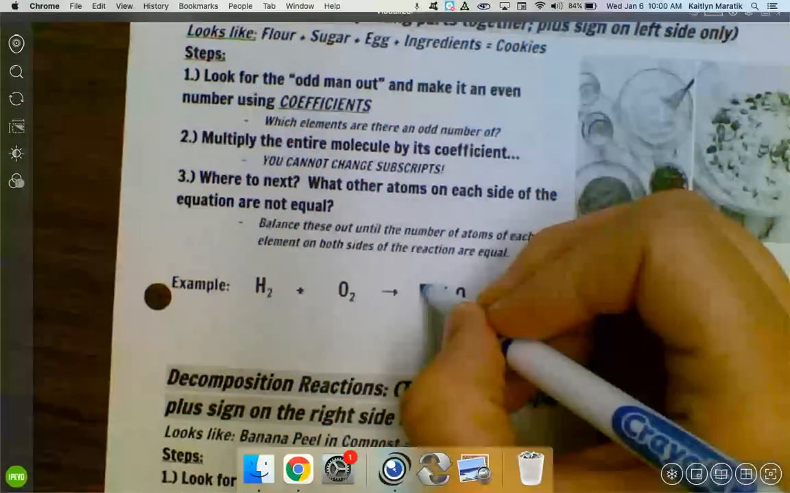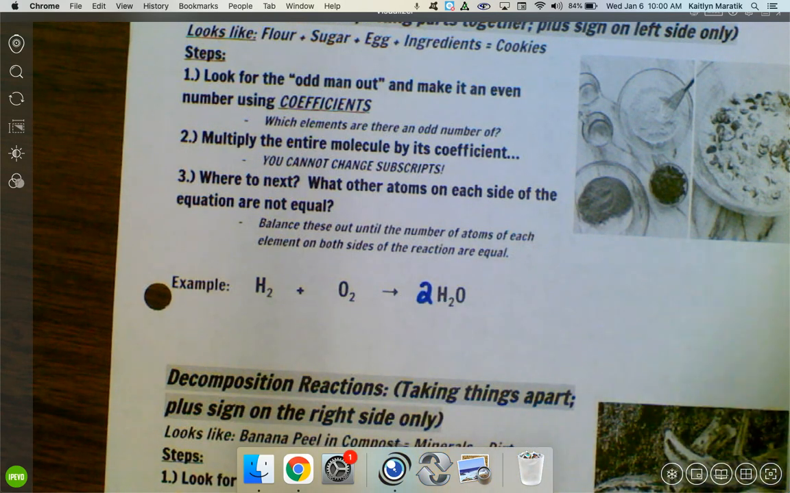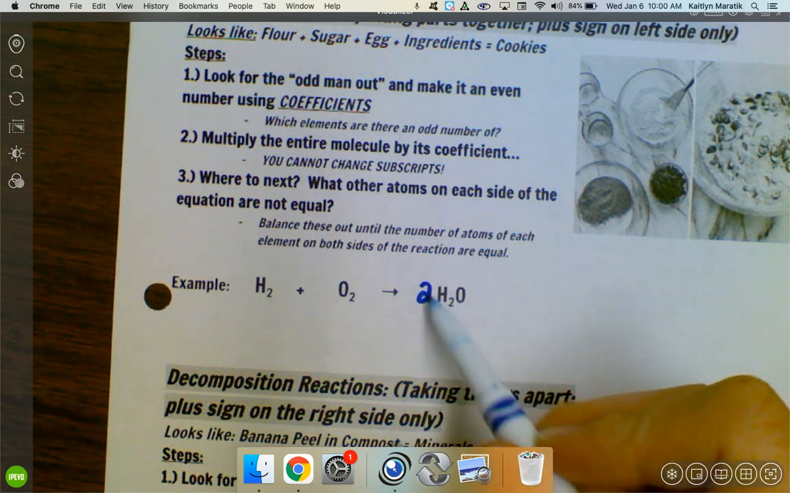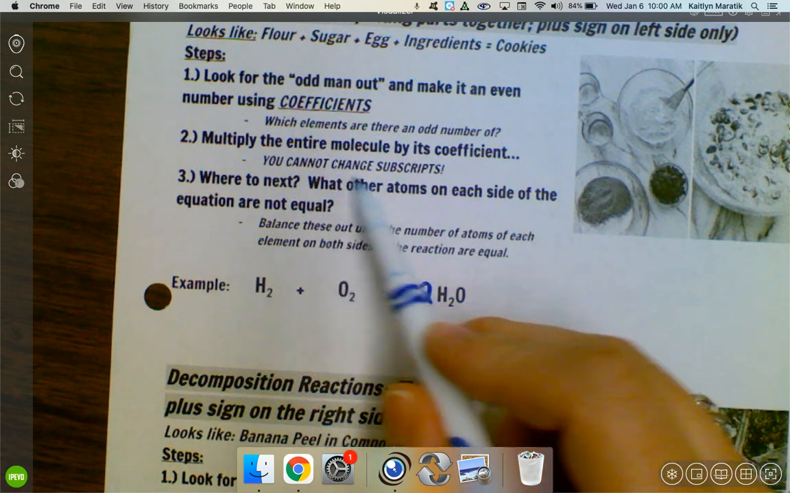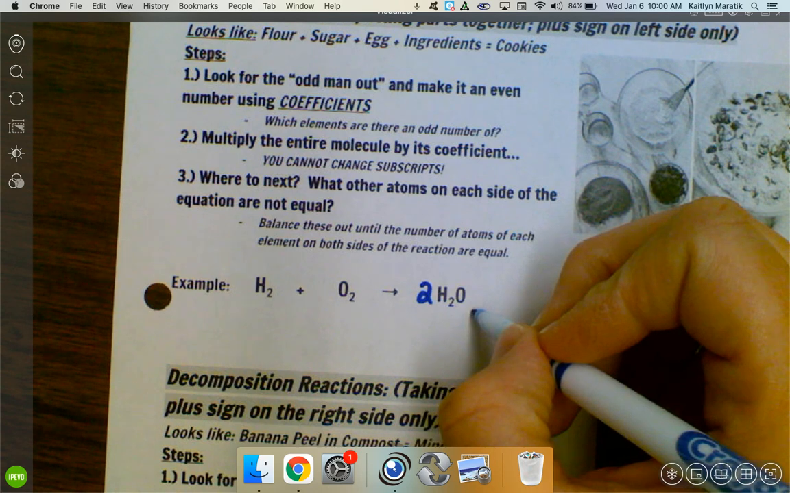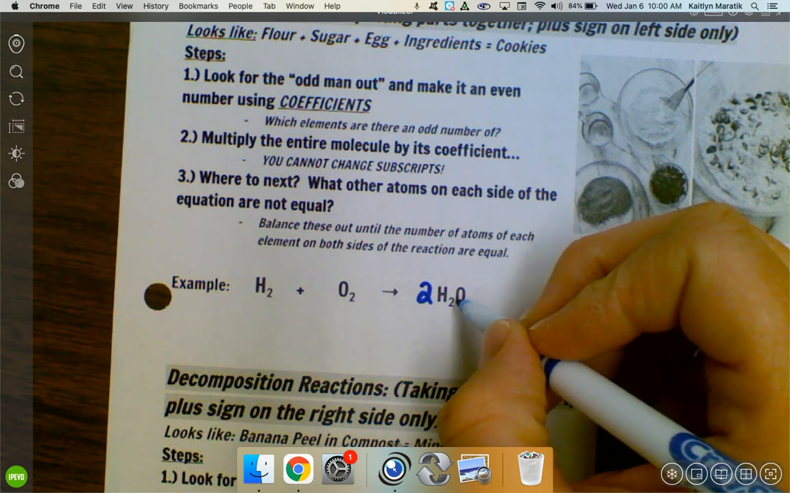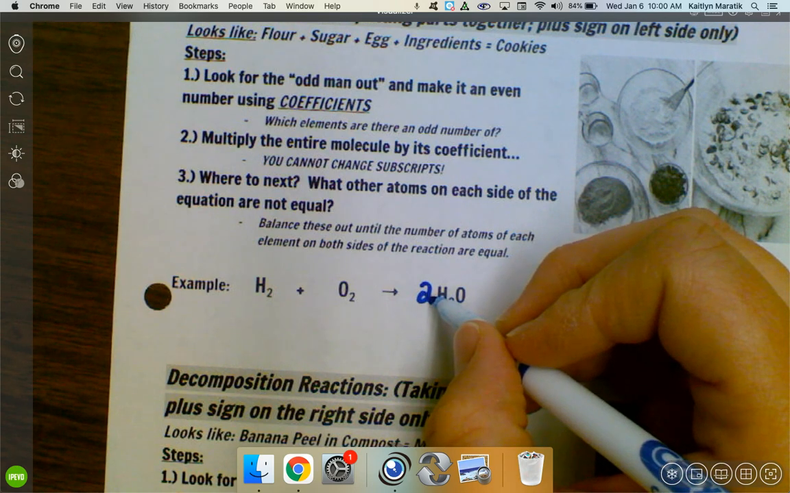So I'm just going to right away double that because then everything's even. Can't really balance things out as easily when they're in odd numbers, but evens make it a little easier. So now that everything's even numbers over here, I now need to go back and forth. Reminder, I cannot change the subscript. I cannot put a 2 after this O. That changes it from water to hydrogen peroxide. That's not allowed. I can change coefficients.